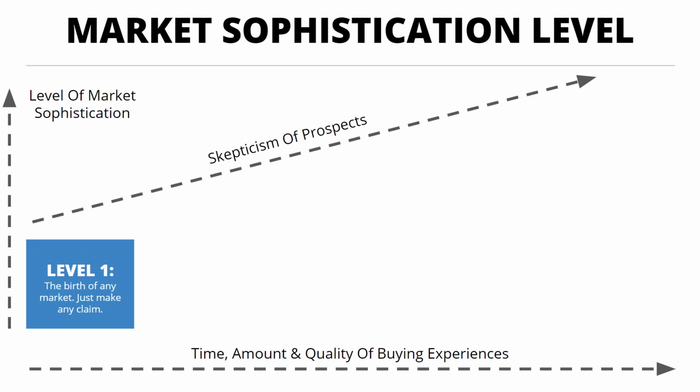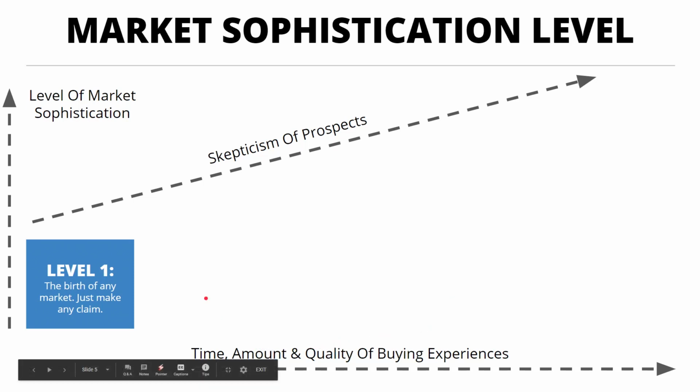Whenever any new market is first born, let's say that you create an innovative new product like a weight loss pill. If we could go back in time when weight loss pills were first invented, they were a new innovative product. People had never seen anything like that before, and that was the birth of the weight loss pill market. At that point, when the market's just starting out, it's at the level 1 sophistication level because you've got a new and innovative product.